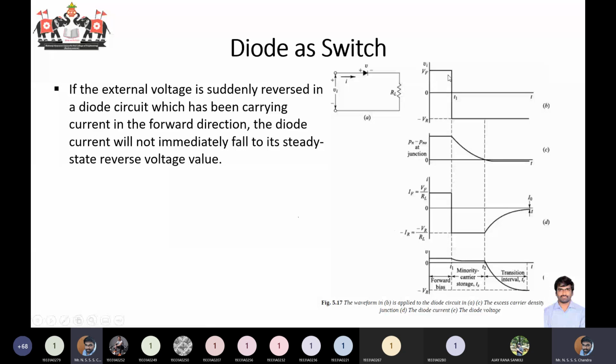So in forward bias, what is the diode current? What will be the current through the diode? Can you tell me the expression for that? Anybody, I'll allow you to unmute. So I naught into exponential of V by eta Vt, minus 1 will be there, you can neglect that anyways.